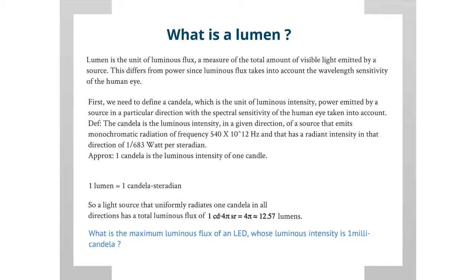That means I have emission only in half the hemisphere. So if the sphere's total steradian is 4 pi, the hemisphere is 2 pi. Okay, so I have 1 millicandela, 10 raised to minus 3, multiplied by 2 pi steradians. That's the total lumens. That's my flux. Okay? So you can pass it to the front.